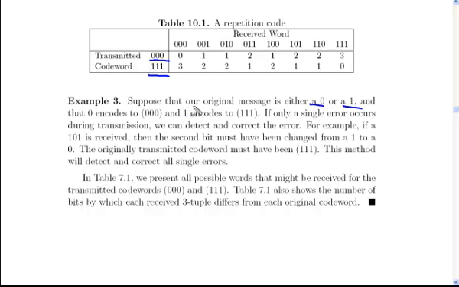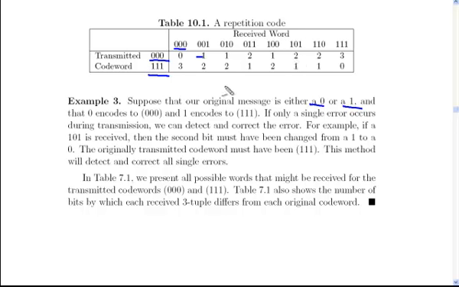Now this table indicates the results of the transmission. If there are 0 errors and 0, 0, 0 is transmitted, then 0, 0, 0 is received. If 0, 0, 1 is received and 0, 0, 0 is transmitted, you have 1 error, and so on. That's what this table shows.